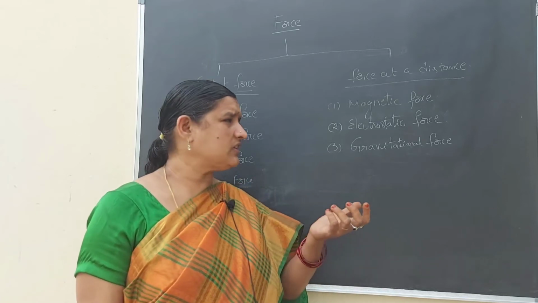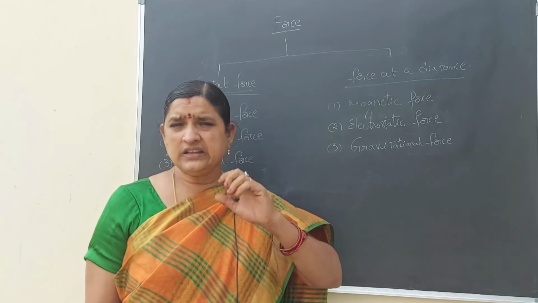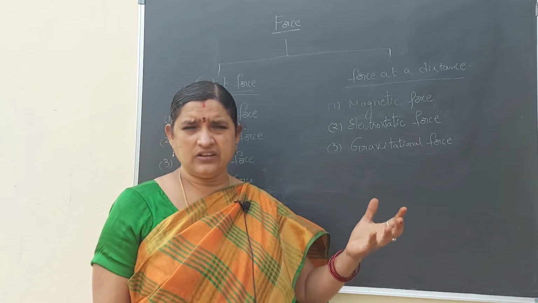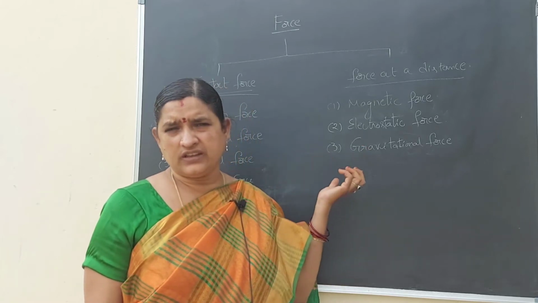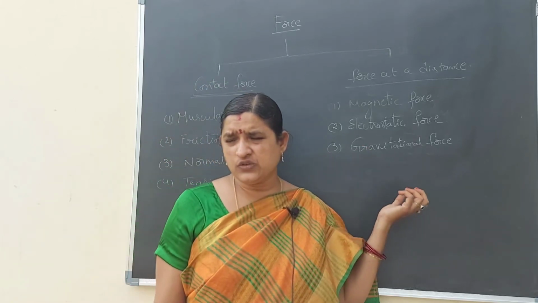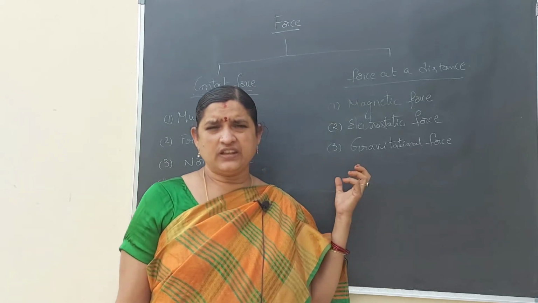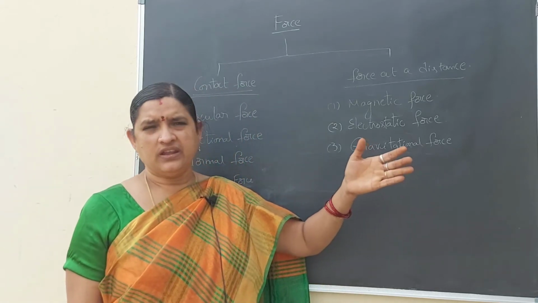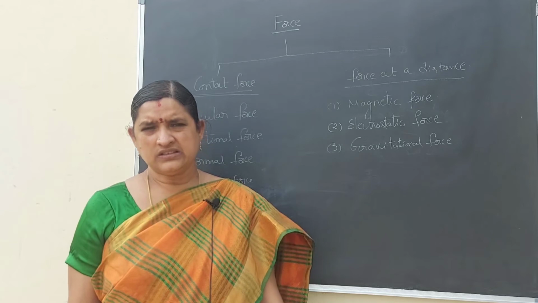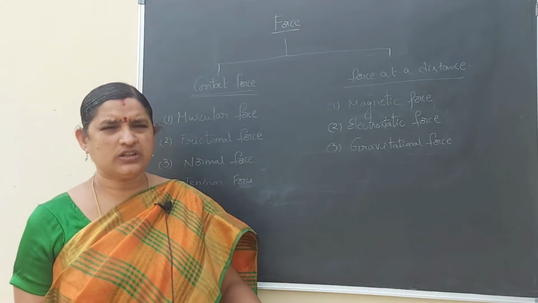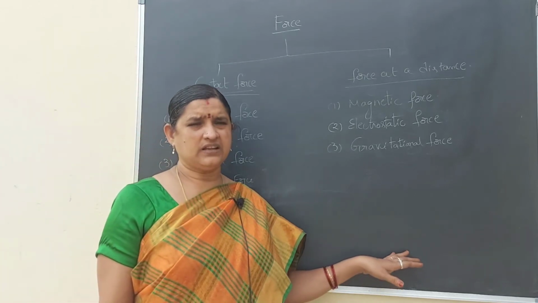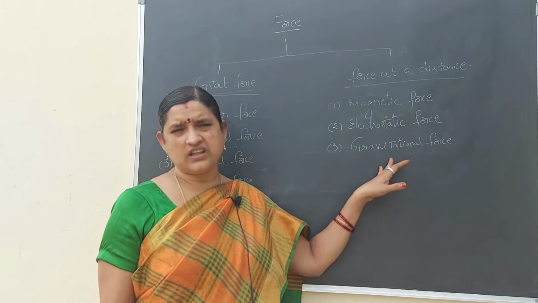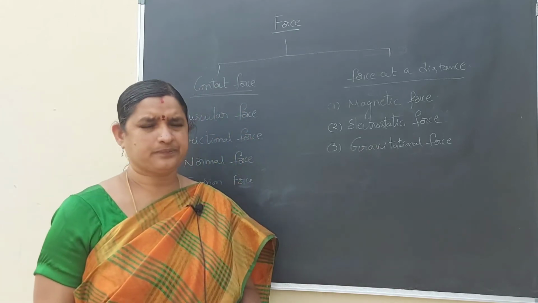Earth attracts all particles at the surface of the earth. It works towards the center of the earth. Gravitational force always works towards the center of the earth. If we release any body, it goes down to the surface of the earth. Why? Because of the attraction power of the earth, that is called gravitational force. These are called field forces.